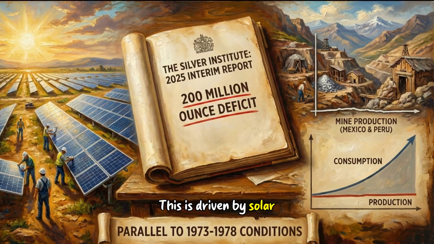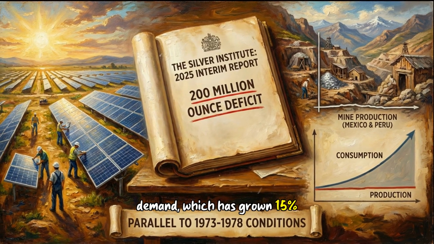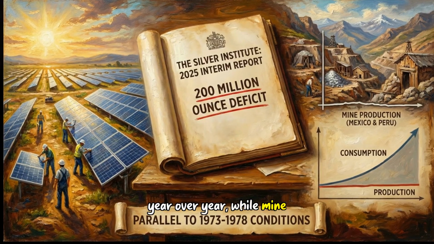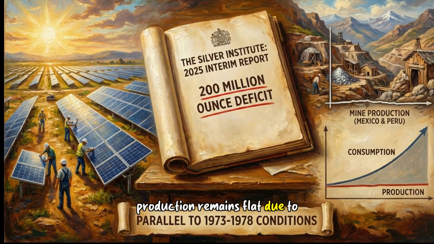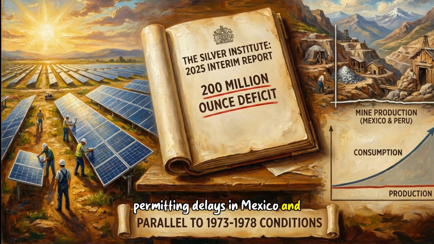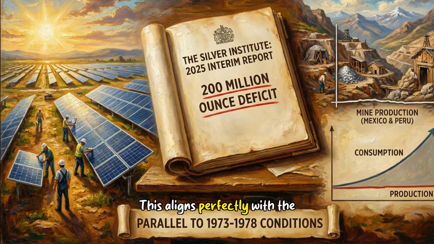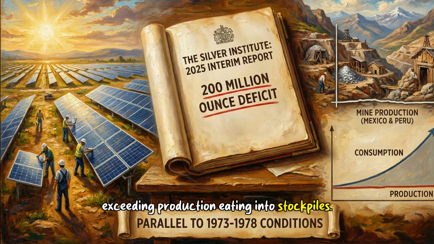This is driven by solar demand, which has grown 15% year over year, while mine production remains flat due to permitting delays in Mexico and Peru. This aligns perfectly with the 1973 to 1978 period, consumption exceeding production, eating into stockpiles.